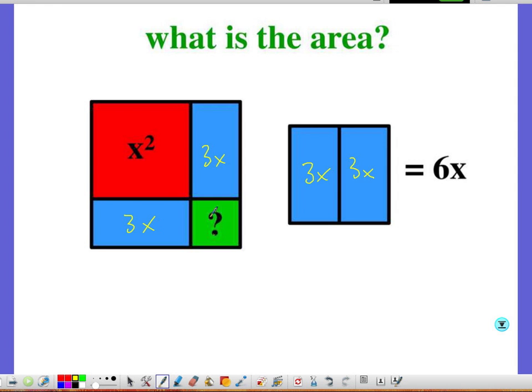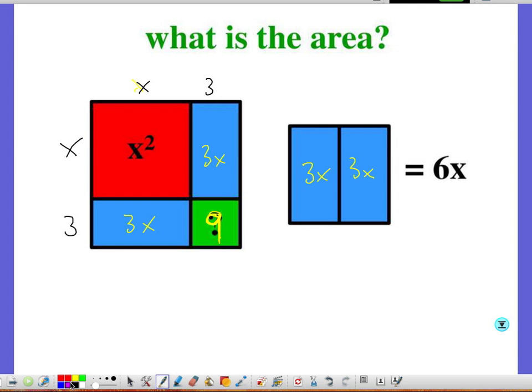So how is that going to help me find the area of this green square? Well, I have to write the dimensions out, which means that the dimension of this red square is x by x. The dimension of right here is going to be 3 and 3. And so now to find the area of the green square, it is basically 3 times 3, which is 9. There we go. It is 9.